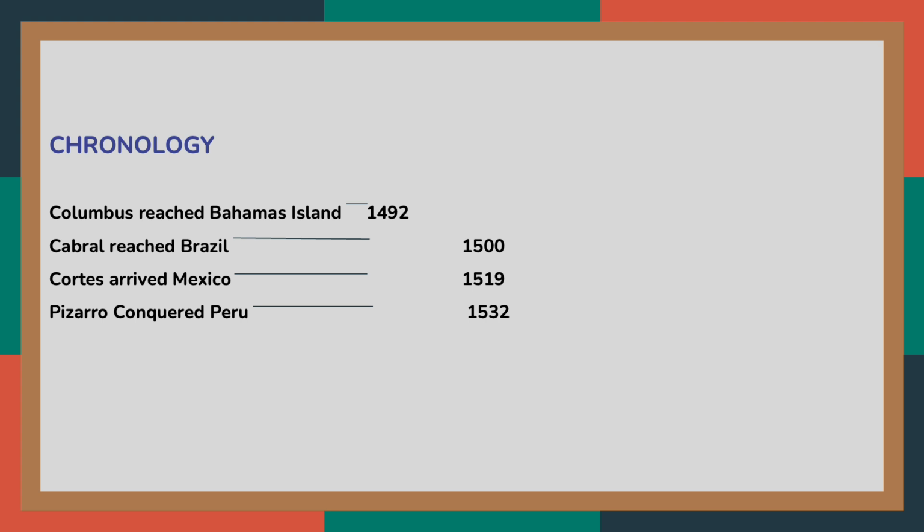These are the important chronologies from this chapter. Columbus reached the Bahamas Islands in 1492. Cabral reached Brazil in 1500. Cortes arrived in Mexico in 1519 and Pizarro conquered Peru in 1532.